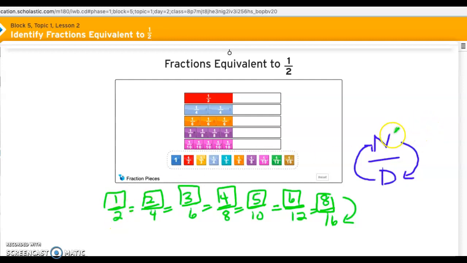If you start with the numerator and you're looking for the denominator, you should notice that all the denominators are the numerator times 2. 8 times 2 is 16. 6 times 2 is 12. 5 times 2 is 10. 4 times 2 is 8.